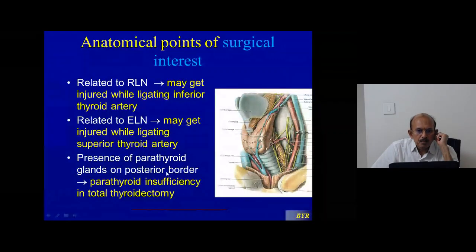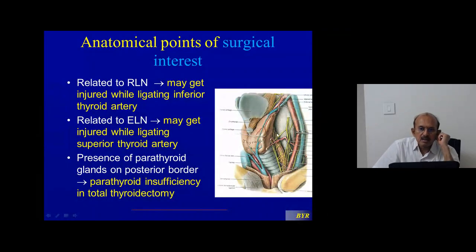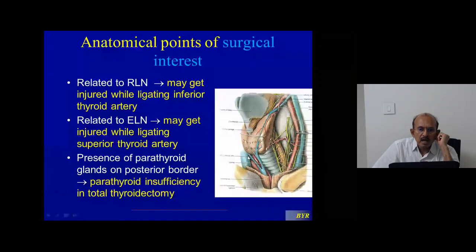Presence of parathyroid glands at the posterior border. When you remove the whole thyroid gland without making an attempt to preserve the parathyroid glands, they also come away along with the thyroid gland. So when you are performing total thyroidectomy, all the 4 parathyroid glands also will be removed along with the thyroid gland.